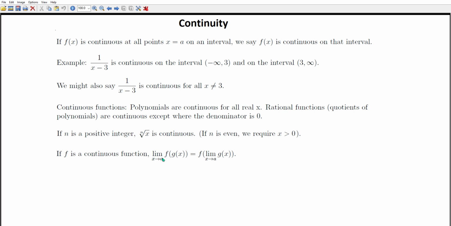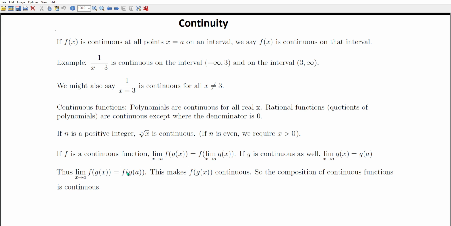An important property that continuous functions have is that limits factor in and out. So the limit as x goes to a of f of g of x is f of the limit as x goes to a of g of x, assuming these two limits exist. If g is continuous as well, the limit as x goes to a of g of x is g of a. Okay, that's just the definition of what continuous means. You combine the two, and you discover if f and g are continuous, the limit as x goes to a of f of g of x is f of g of a. And this makes f of g of x a continuous function. So the composition of continuous functions is continuous.